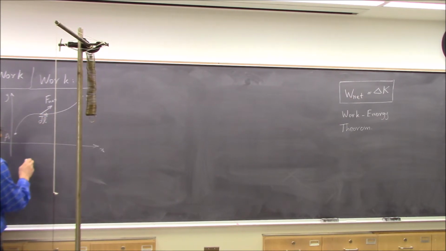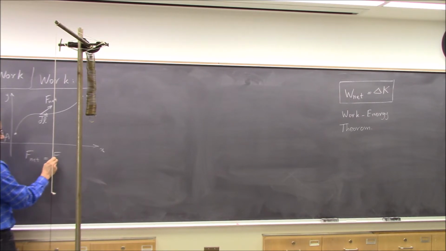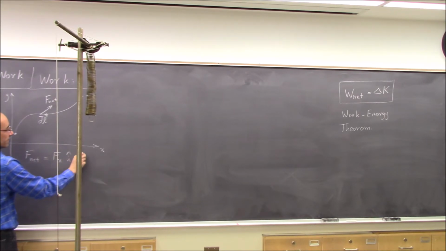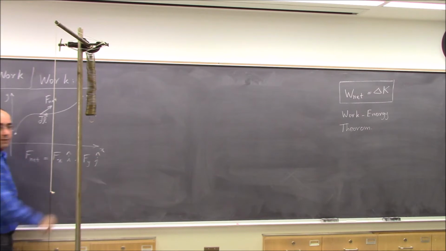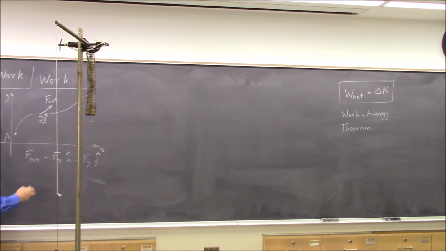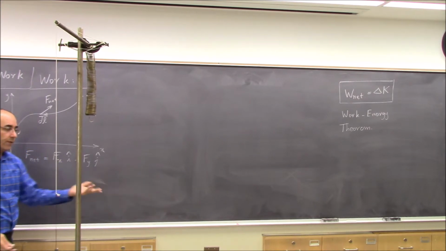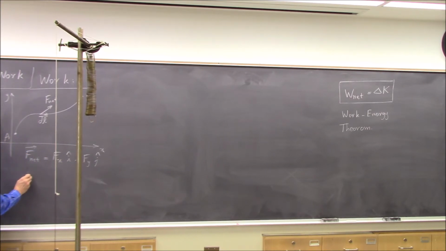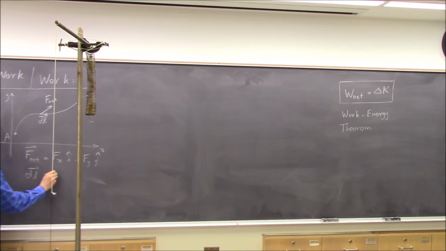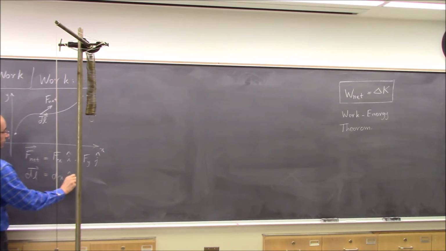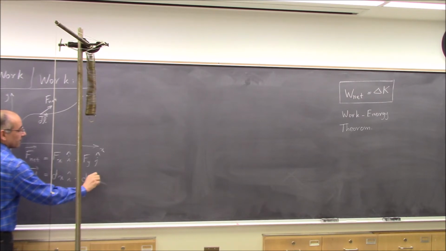We take dl again. F net has 2 components. Let me drop the net. We know it's F net, but I drop the net so I don't have to write it all the time. F is Fx i hat plus Fy j hat. And if you have 3 dimensions, you have the third one, Fz k hat. But it is the same. And dl again is dx i hat plus dy j hat.